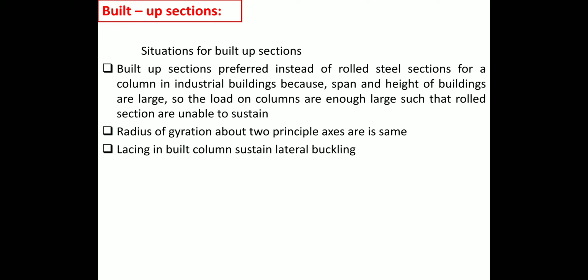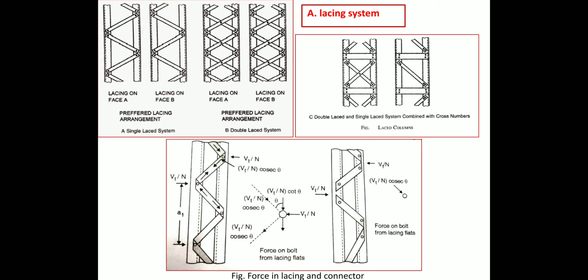Then coming to the next point, the radius of gyration about the two principal axes, that is about the z axis and about the y axis, we are going to keep similar to each other. Lacing in a built up column sustains the lateral buckling. So we are dealing with the first type of system, known as the lacing system.